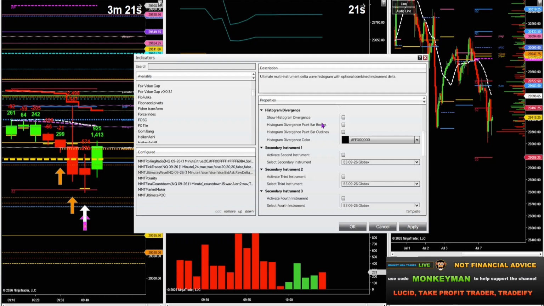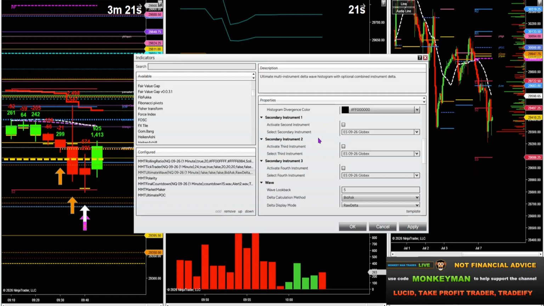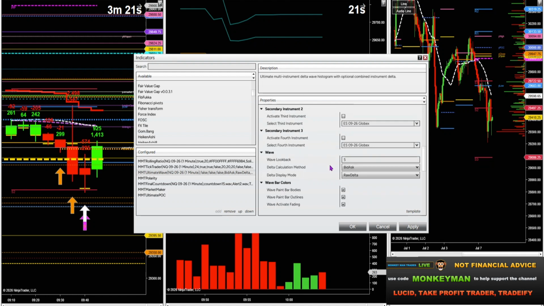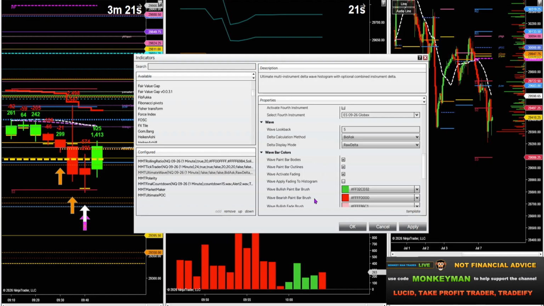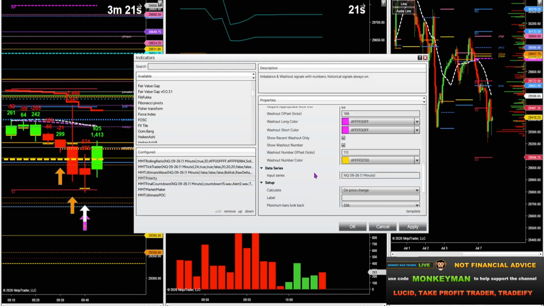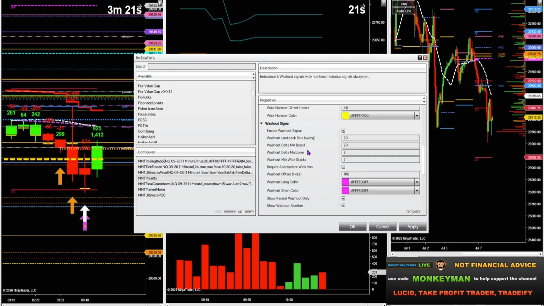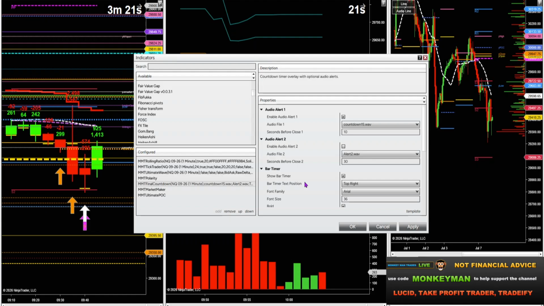Got the histogram divergence off. No secondary instruments activated. I'm just measuring the delta from the NQ. Wave look back of 5. These are all default settings. I've got the polarity on the chart. These are the same settings for both the 1-minute and the 5-minute. Got the stronger washout signals with 20, 20, 2, and 2 for the settings. Got the final countdown on the chart.